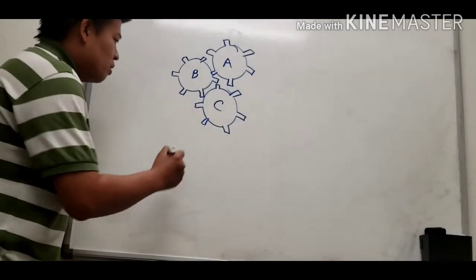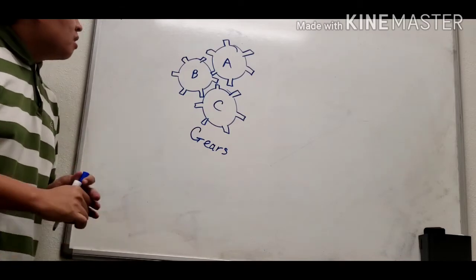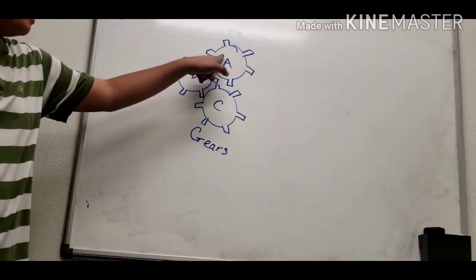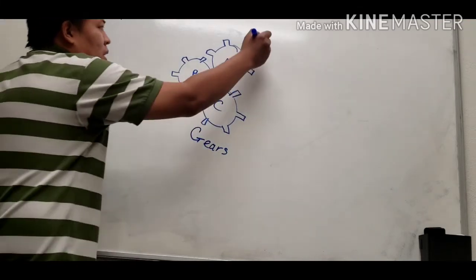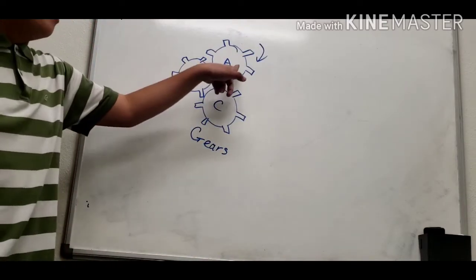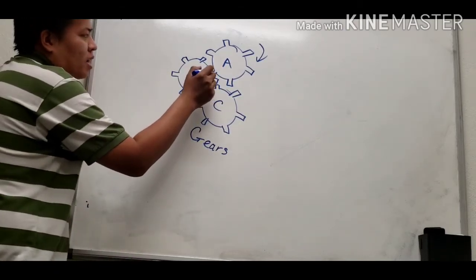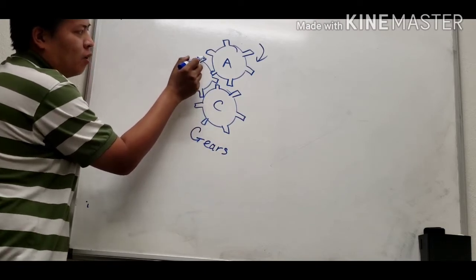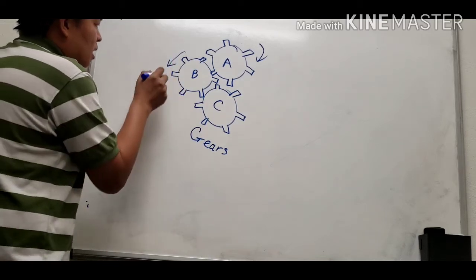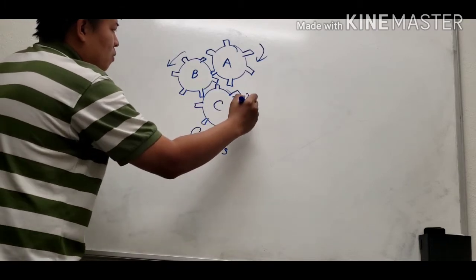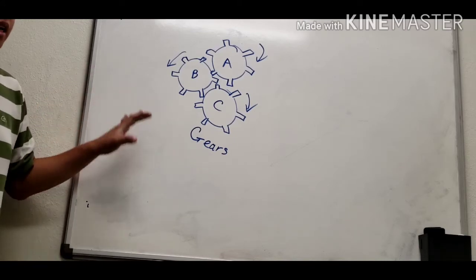We talk about the gears. This will appear on the ASVAB test. They will ask, if we rotate A, which one will be counterclockwise or clockwise? For example, if we rotate gear A clockwise, it hits gear B on the top, and this one will be counterclockwise. We know that counterclockwise will hit gear C, so this one will be clockwise. So we need to know which one is clockwise and counterclockwise.